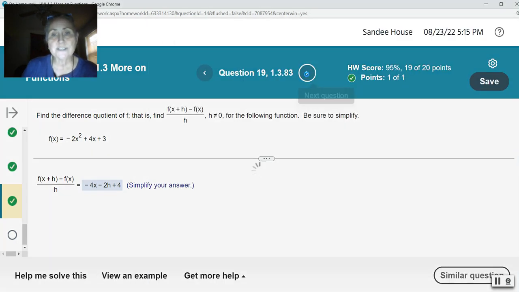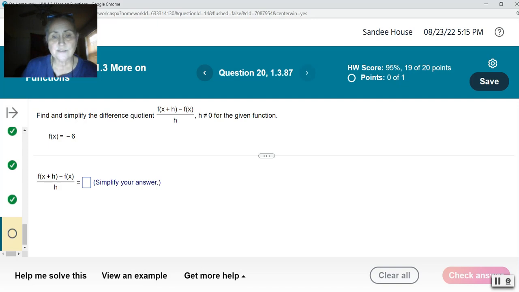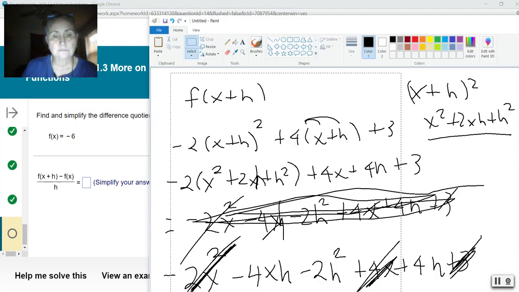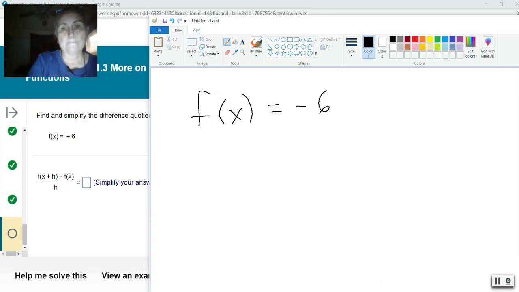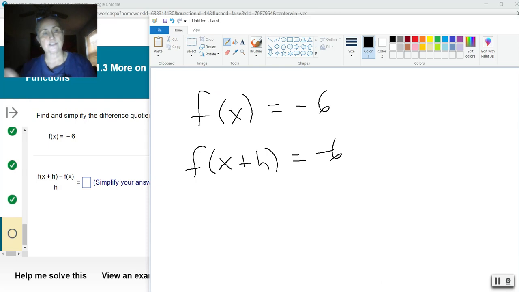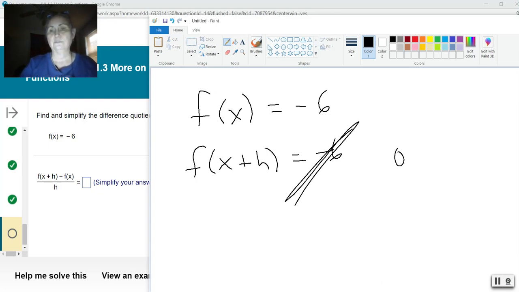All right, we got one left, and it's an easy one. Why is it easy? Well, do you see that it has no h's in it? So f of x plus h is still negative 6, because there's nowhere to put the x plus h because there's no h. If I take away the original function, I don't have anything left. 0 over h equals 0, right?